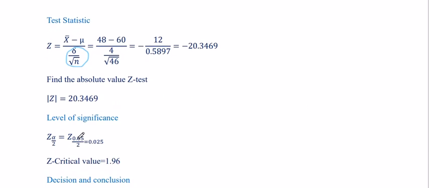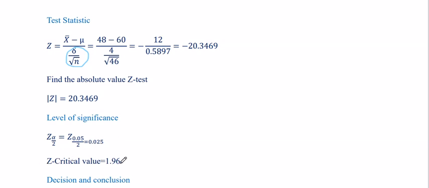Now we are told that it is a 5% level of significance in the initial question, but whenever you are dealing with a 2 t-test, the level of significance has to be divided by 2. That is why we say alpha over 2, which is equal to z 0.05, which is the initial value that was given to us, divided by 2, and it gives us 0.025.